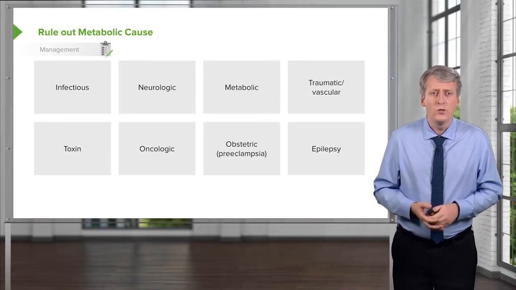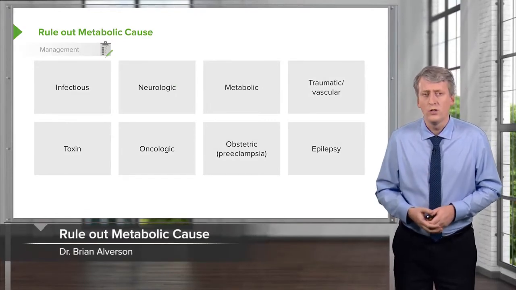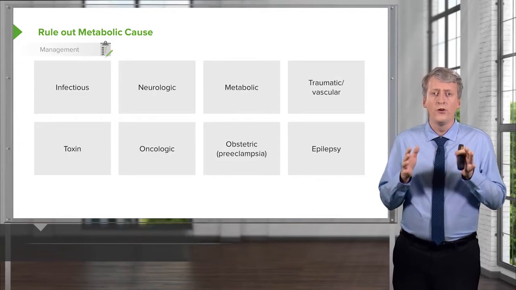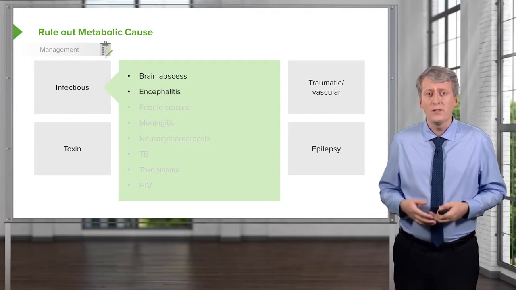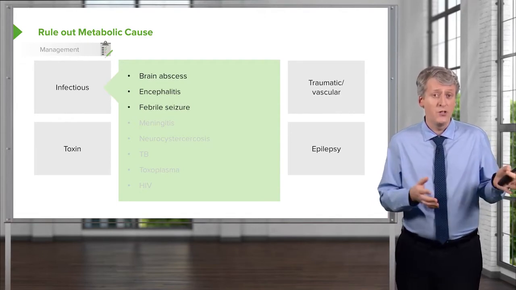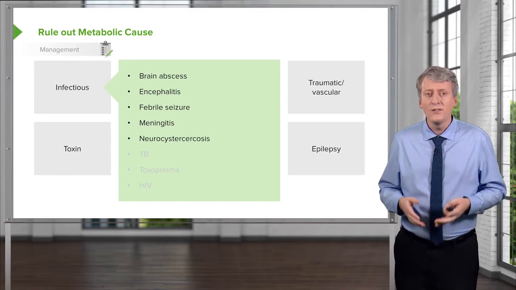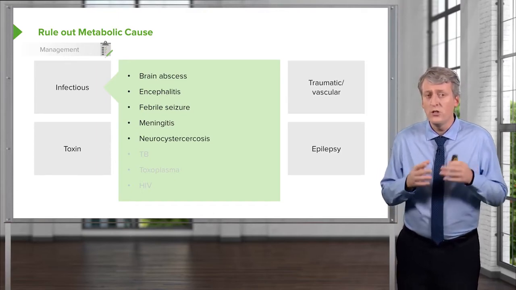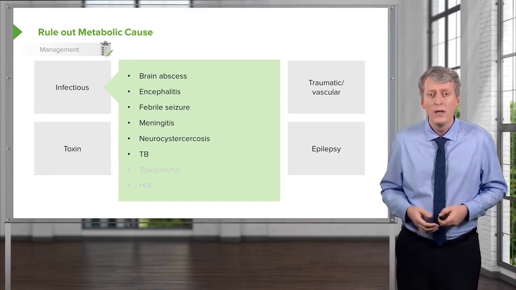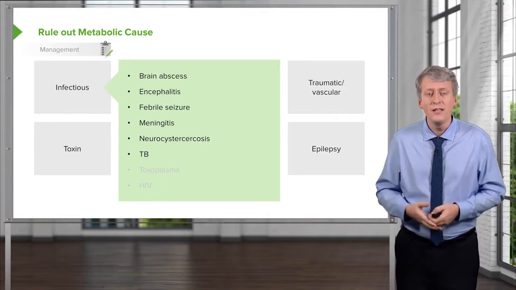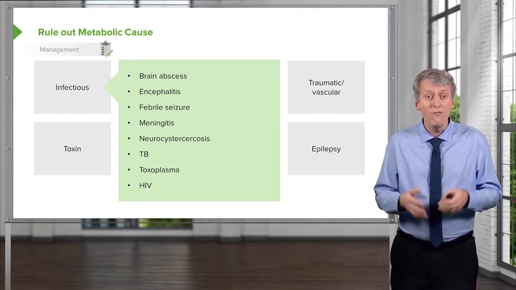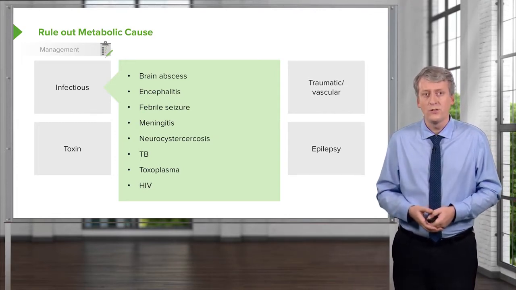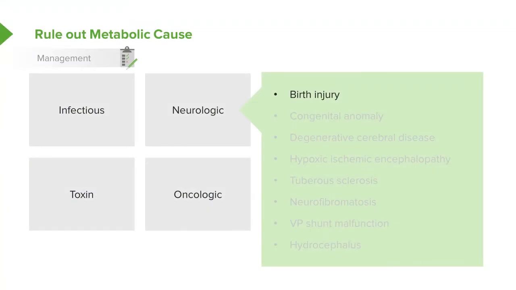If you detect a seizure in a child, especially a tonic-clonic seizure, we have to be concerned that there may be other causes to this seizure. Infectious causes are numerous and include brain abscesses, encephalitis, meningitis, and again, they might just have a febrile seizure. Neurocysticercosis is an unusual cause from eating raw beef. Tuberculosis may cause calcified lesions in the brain that cause seizures, toxoplasma, same thing, and HIV can cause an encephalitis that can cause seizures. Birth injuries can result in damage to the brain that can cause seizures.